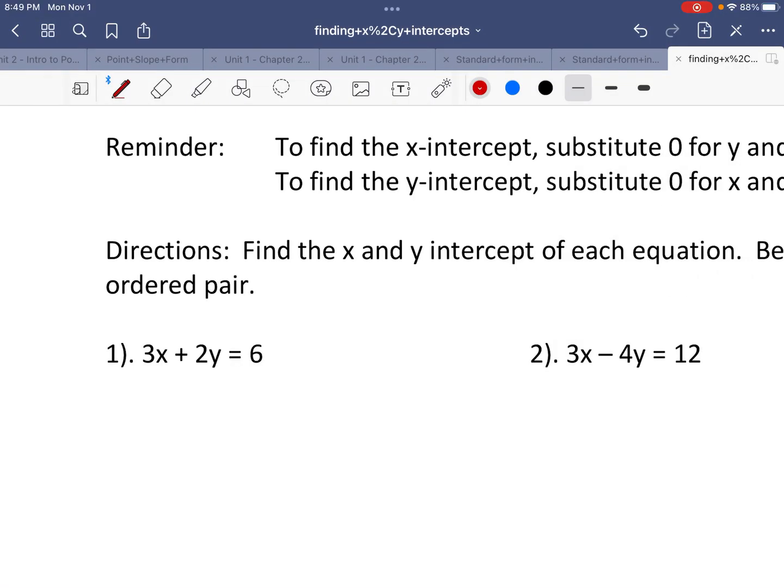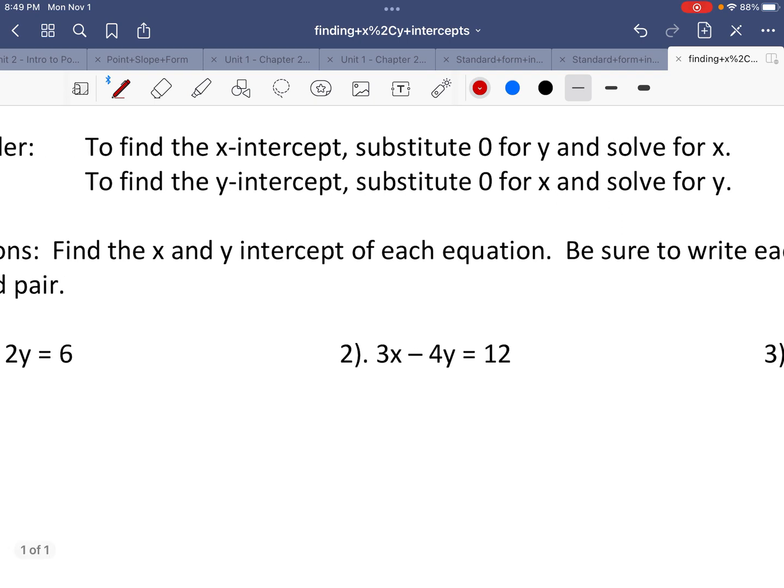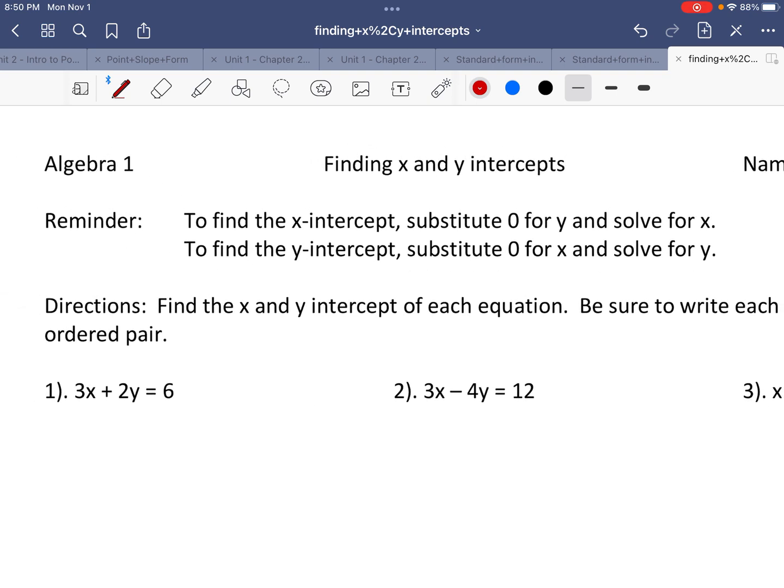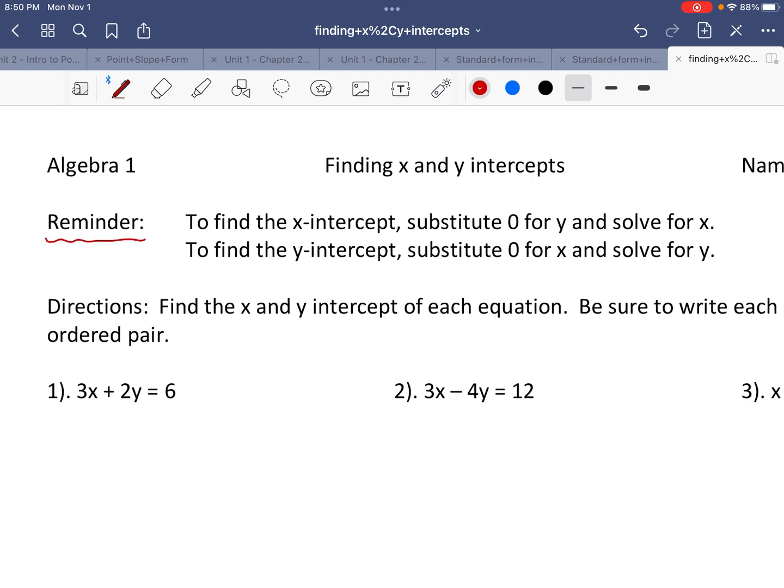Okay, guys, we are finding the x and y intercepts of a line in standard form. Okay, so if you look at all of this stuff, this is our worksheet for today. I put our little reminder at the top. To find the x-intercept, what we always want to do is substitute 0 for y, and all we're going to do is solve for x. And then to find the y-intercept, we substitute 0 for x.